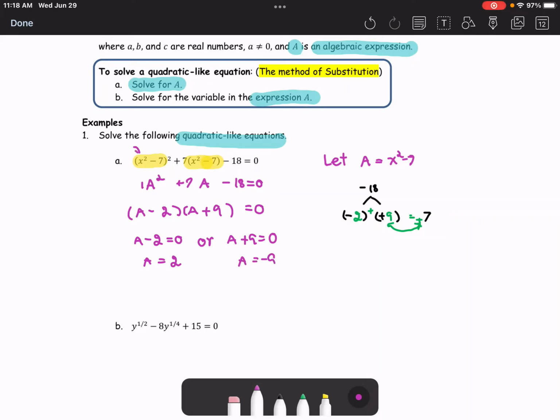The original variable is x, so we're going to solve for x within the expression A. Recall expression A is x squared minus 7. So at this point, we replace A with x squared minus 7 and set it equal to 2 for the first one, and x squared minus 7 equals negative 9 for the second one. For the first one, solving for x, we have x squared equals positive 9. That means x equals plus or minus the square root of 9, or plus or minus 3, by the square root technique.